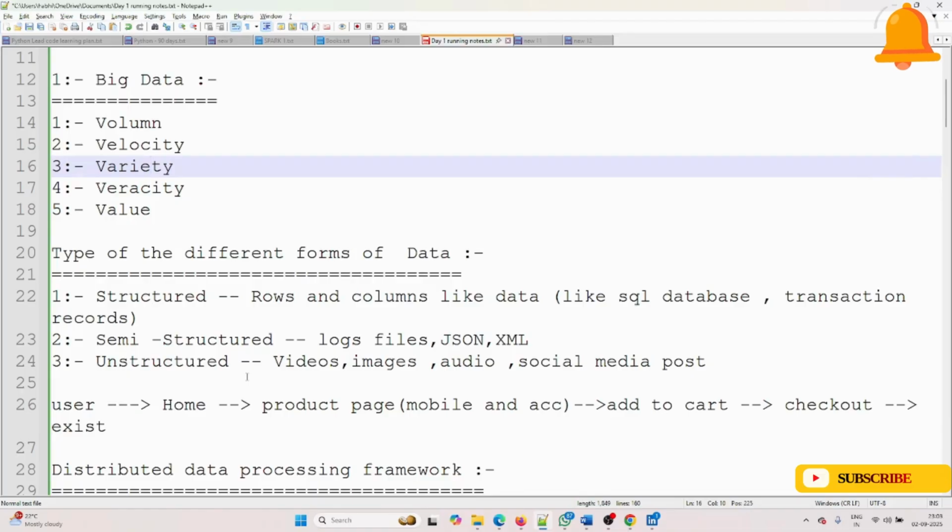Now I'm going to talk about veracity. Before going into it, I will let you know this is related to the quality and trust of the data. Whatever data we are storing, and what that data is, that is quality. It is about whether we can trust the data or not. So suppose I have a notebook.